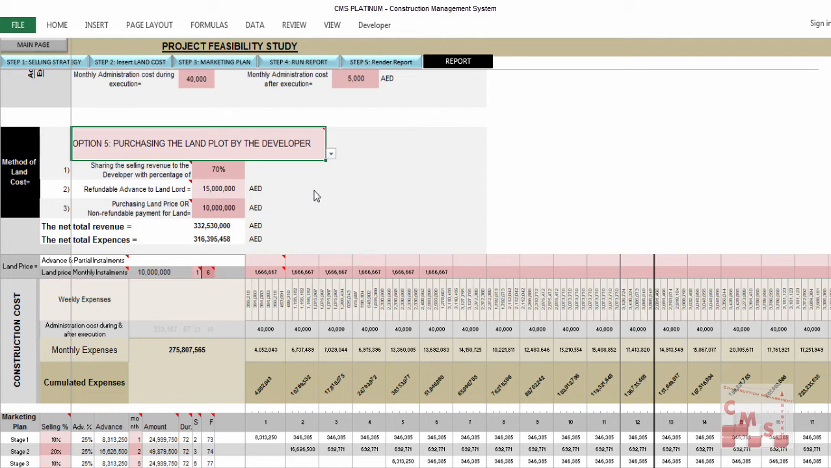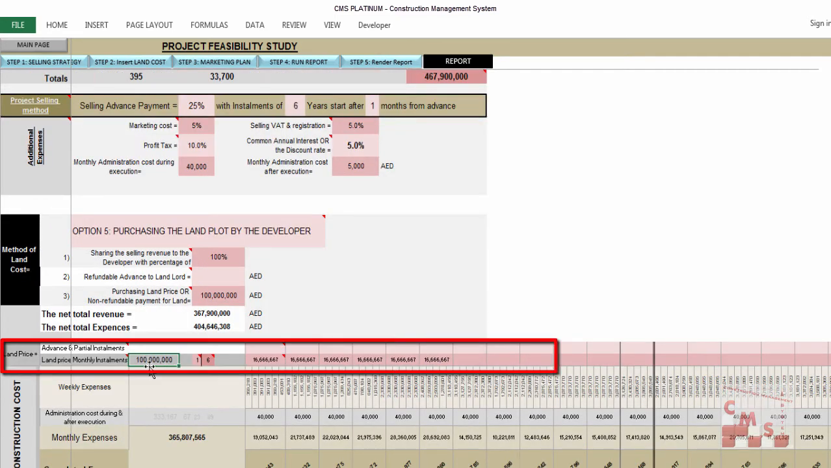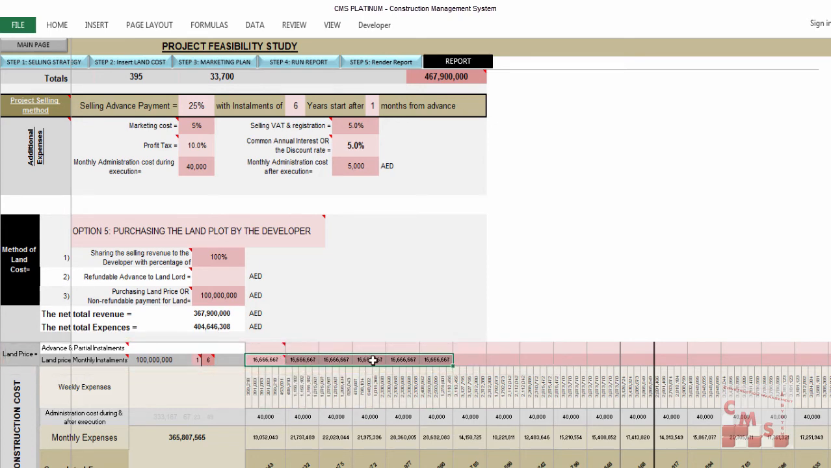In this case, you will have the 100%, no refundable amount, but there is a purchase amount for the land. How much will you purchase the land for? This is very important: how you will decide or agree on the price of the land. Say the landlord asks you for 100 million for his land, to be paid within 6 months. So you have a monthly installment of almost more than 16 million.